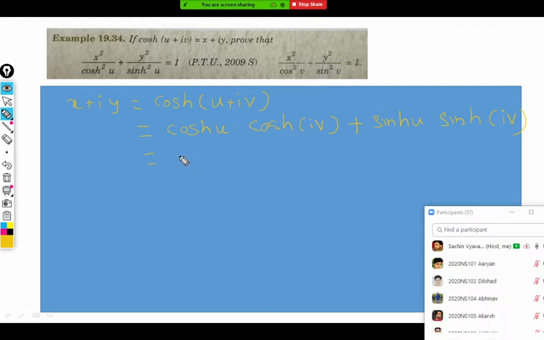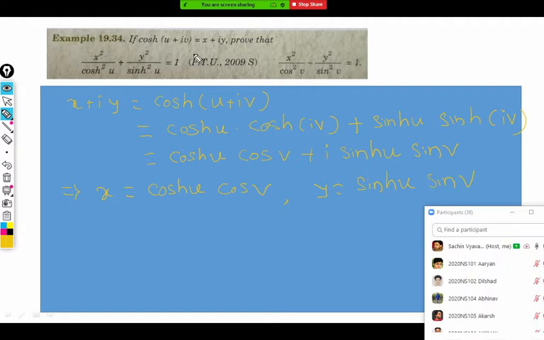Next step, cos hyperbolic iv is cos v only. Sin hyperbolic iv is i times sin v, correct. Now equating real and imaginary part, x becomes cos hyperbolic u into cos v, and y becomes sin hyperbolic u into sin v.